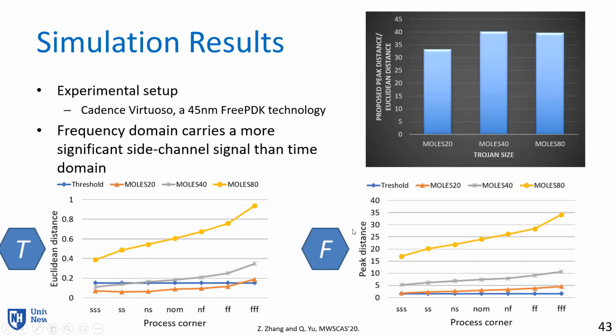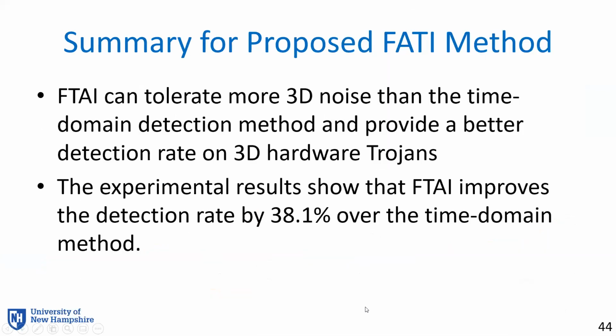Versus frequency domain detection, where we're using our peak distance as a metric. Now you can see that all the Trojan sizes have a higher peak distance than the threshold, which is the normal case without process variation. So with that, we confirm that frequency domain seems more promising than time domain Trojan detection for the 3D scenario. Quick summary for this general 3D Trojan detection: 3D Trojan detection using the frequency domain seems more reliable than the time domain because it can better handle noise and interference with other random factors in the 3D case.